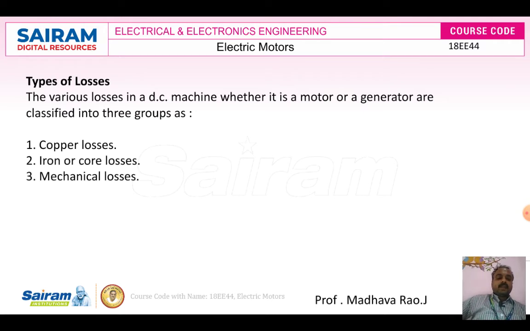Due to windage and bearing friction, mechanical losses will be produced. In a transformer, mechanical losses are zero, but in rotating machines like a motor or generator, mechanical losses will appear. Now, in detail, we will see the various types of losses in the next slide in a structured format.